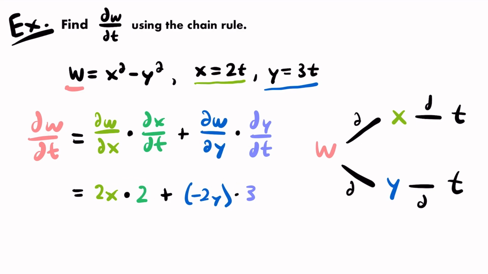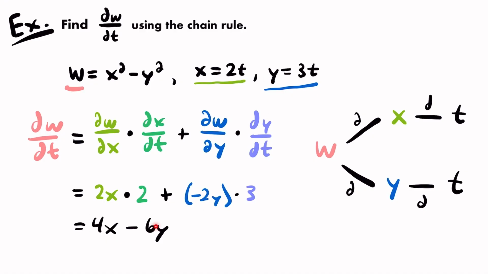And 2 times 2 is 4, so we get 4x, and then negative 2 times 3 is negative 6, so we get minus 6y. And that right there would be an acceptable answer for dw dt. That would be the derivative of w with respect to t. It doesn't really look correct at first because it's in terms of x and y, but remember that both x and y are expressions of t.